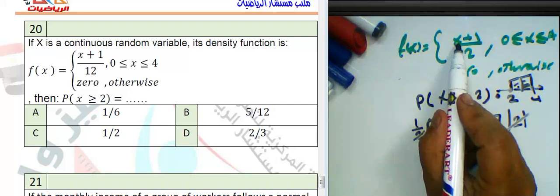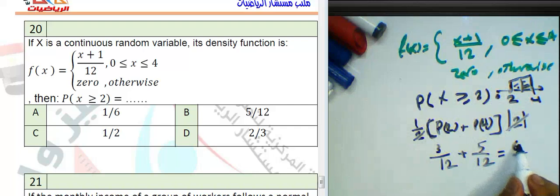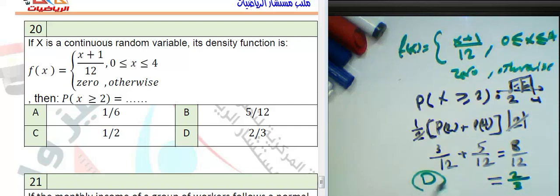f of 2: put 2 here, 2 plus 1 equals 3, 3 over 12, plus put 4 here, 5 over 12. It will be 8 over 12. We can simplify it by dividing by 4. The result will be 2 over 3. Choose letter D for question number 20.